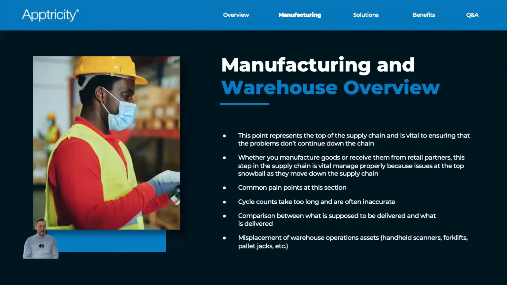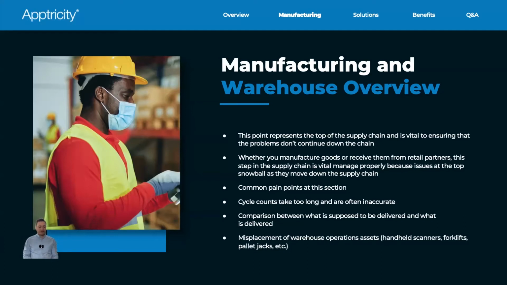So basically, this point of manufacturing and warehouse represents the top of the supply chain. It's vital to ensure that problems do not continue down the chain at this point. So anything that happens here is going to snowball down. And so basically, it's vital to get this part right. So that's really why we're focusing on this as our first session.